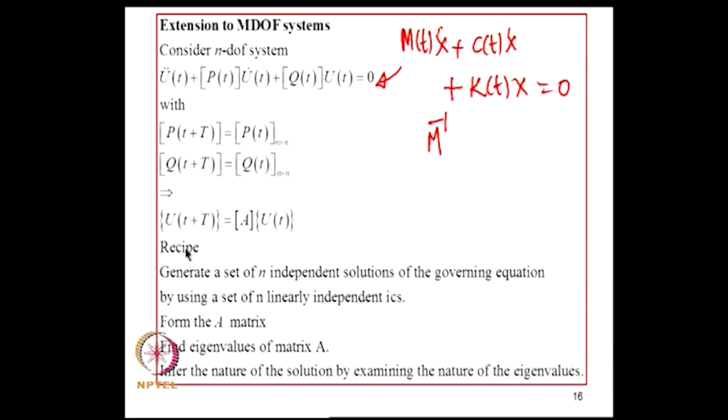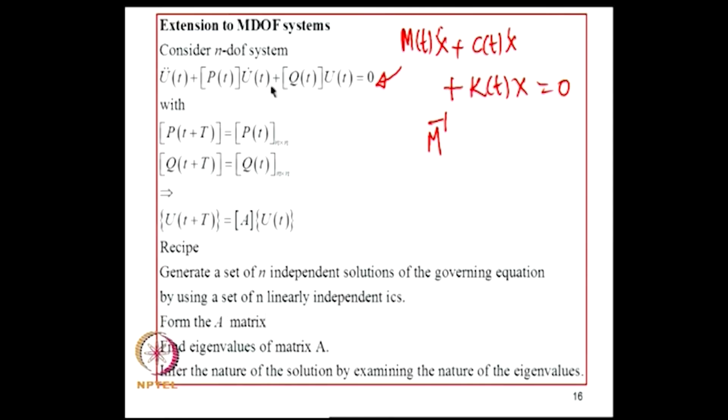Now, again by using the logic that we have discussed, u of t plus T can be written as A into u of t. Now, the size of A will be, suppose u is n cross 1, A will be n cross n. So, how do we find A?